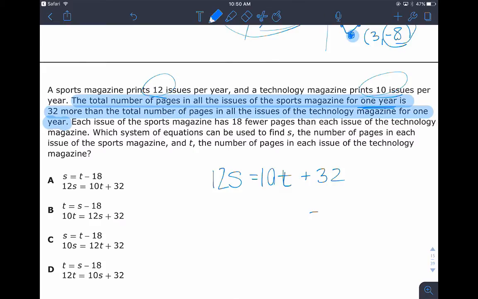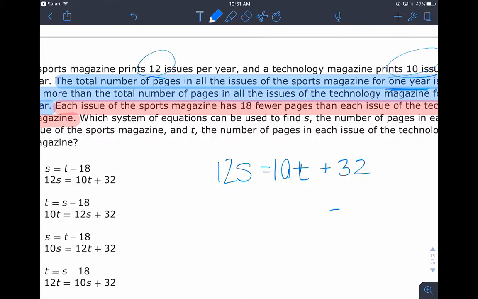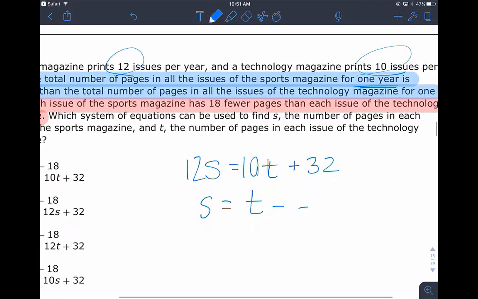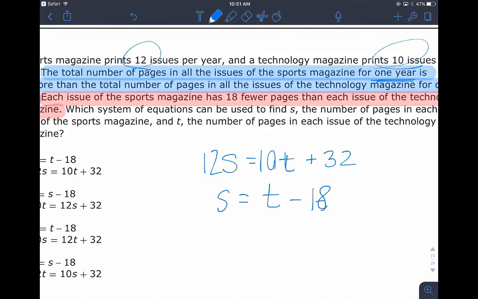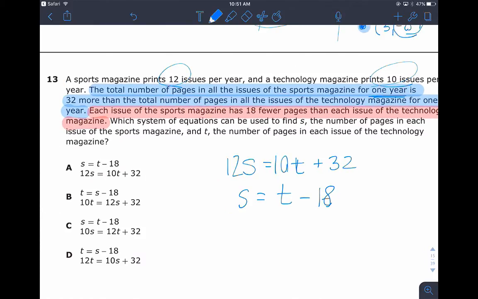So right away we see a couple of equations that look similar to that. It looks like A's got a pretty good option. Let's make sure we don't mess up the other equation. The other one here: each issue of the sports magazine has 18 fewer pages than each issue of the technology magazine. So we're just talking about one issue at a time, so I don't need to attach some type of value. The sports one is the same as the technology after you subtract 18 fewer of the technology. So we'll subtract 18 from T. And that gives us option A. Option A is probably our best right there.